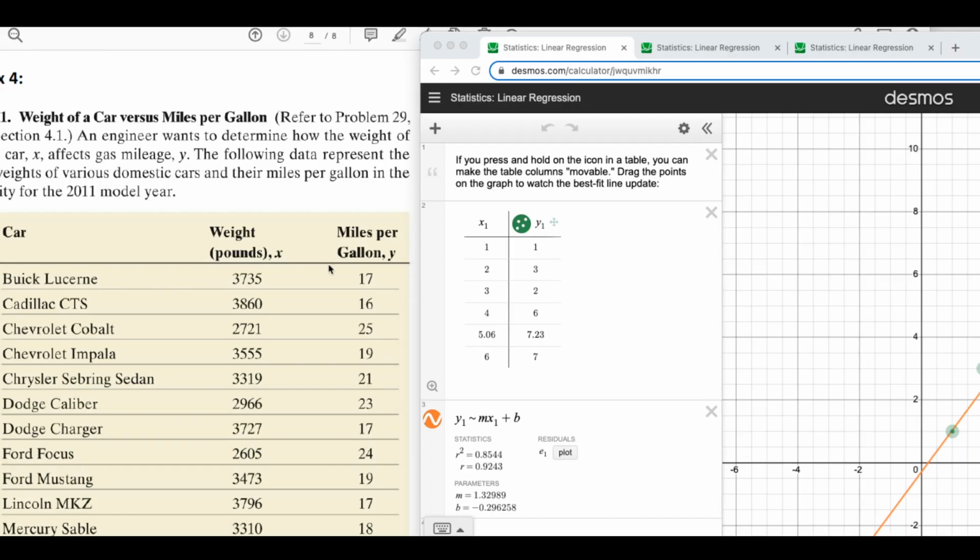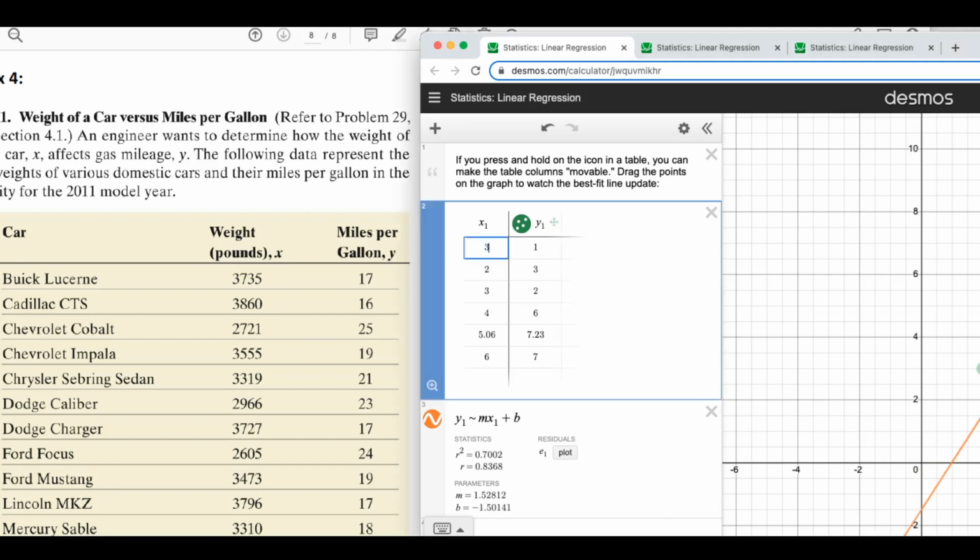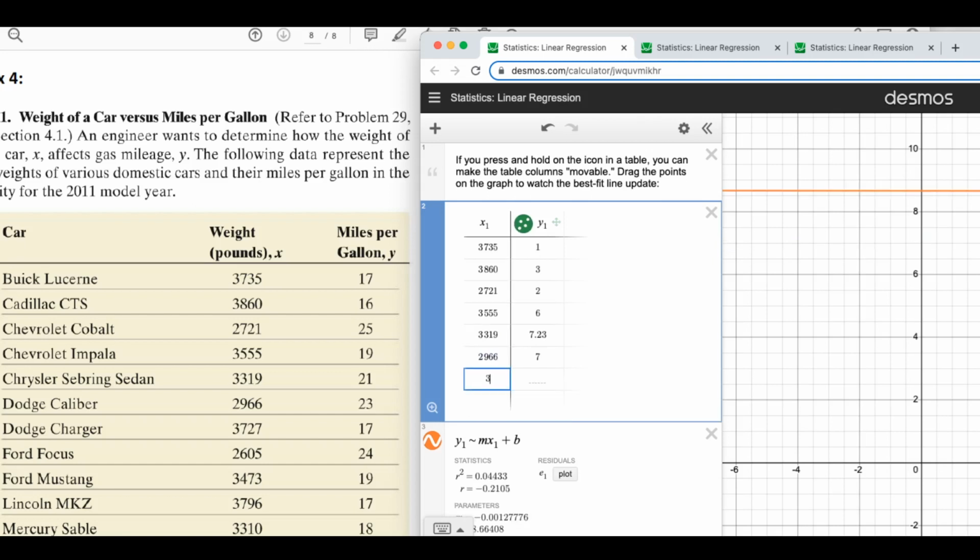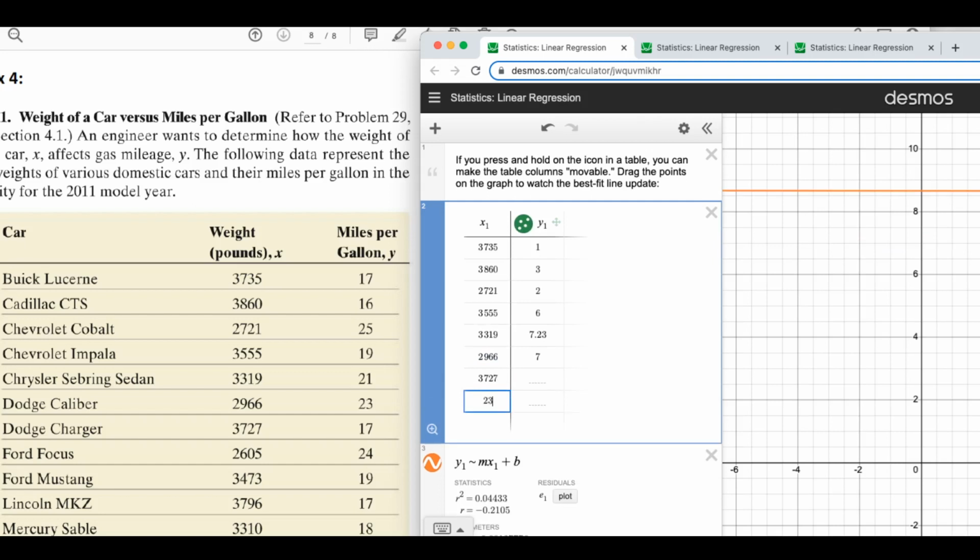When you open the calculator, you already have these numbers in. So don't worry about these numbers. You can just type over it. So I'm going to type x: 3735. And you can use the arrow key to go down. So you can type all the x values first. Make sure you don't miss one though, because it's very important that you keep all the numbers. Oops, 2606.